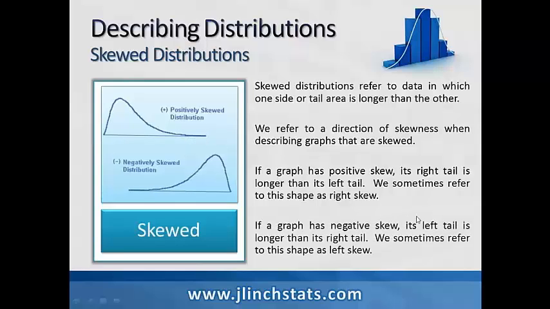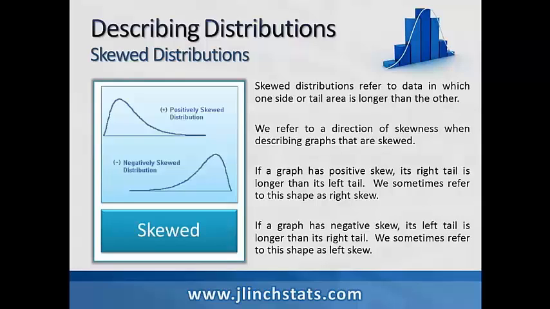If a graph has a negative skew, its left tail is longer than its right tail. So once again, here is a negatively skewed distribution, and sometimes we refer to this as a left skew. This can be used interchangeably. We can either call the skewness positively skewed or negatively skewed, or we could call the skew being right skewed and left skewed. It does not make any difference.